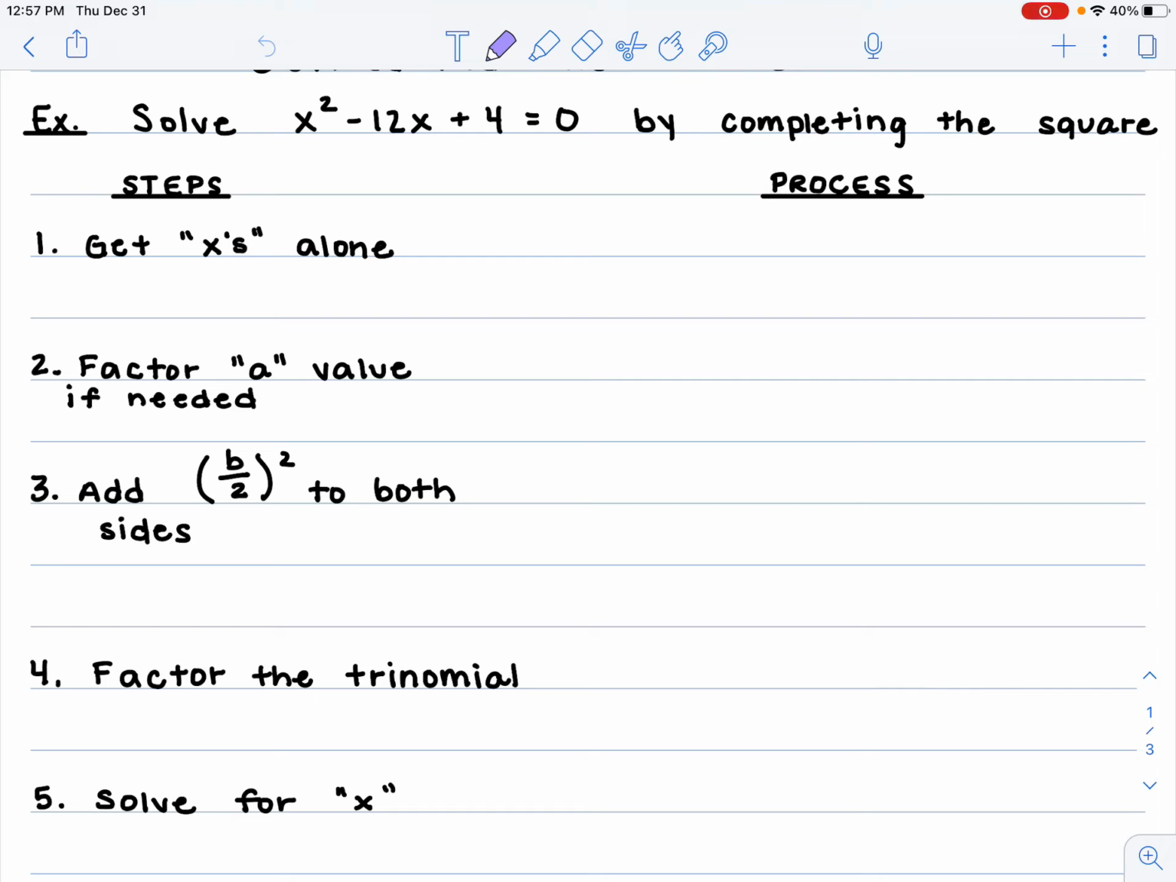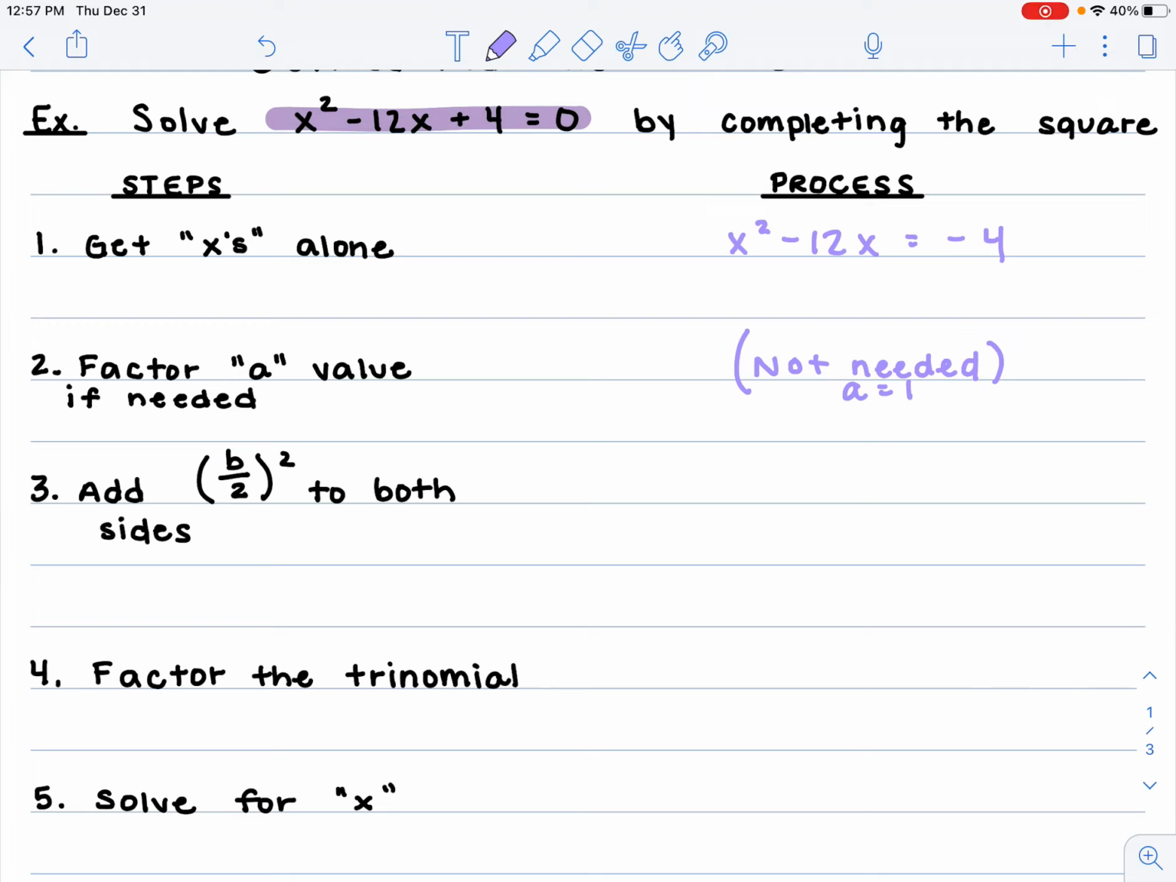So step 1 says get the x's alone. So look at our problem here. Are the x's alone? The answer is no, that 4 is there. So we're going to subtract that 4 over. So I would have x squared minus 12x equals negative 4. Okay, we've completed that. Awesome. Step 2 is to factor the a value if needed. Well, look there, my a value is 1, so I don't need to factor it out. So in this problem, it's not needed.